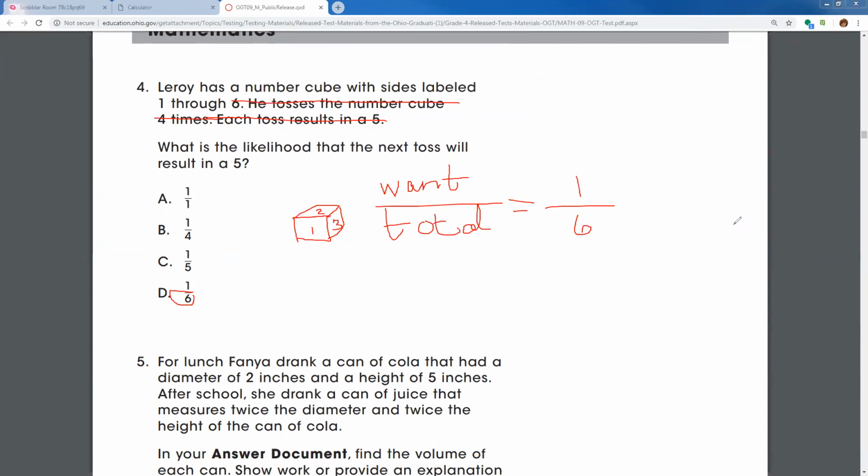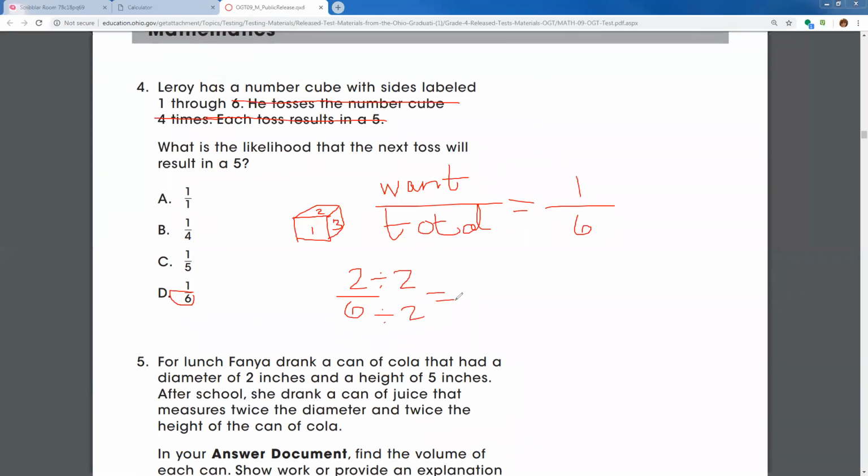Some things to watch out for. If it had been a different question and it said 2 out of 6, you would have to reduce. That wouldn't show up as a possible answer. You'd have to say, well, with a fraction, what divides into the top number and also into the bottom, which in this case is a 2.